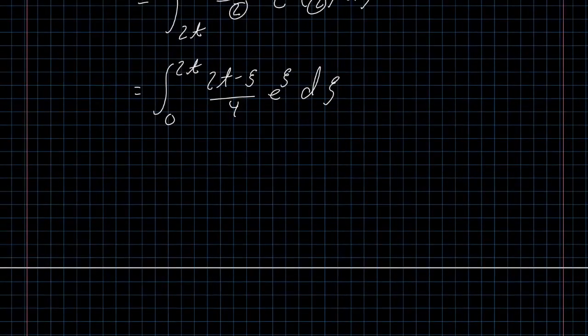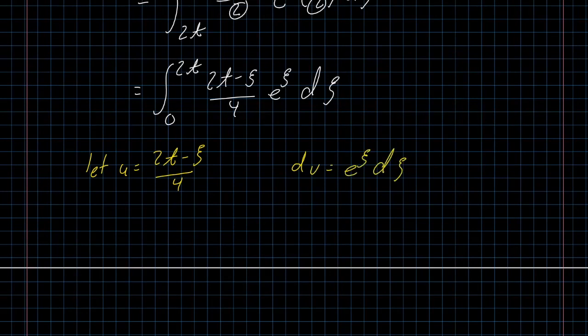This is a much simpler integral than the one we had before, but it is still a very complicated integral because you have two things being multiplied together. So from here, I'm going to integrate by parts. Specifically, let's let u equal 2t minus xi over 4. Let's let dv equal e to the xi dxi.